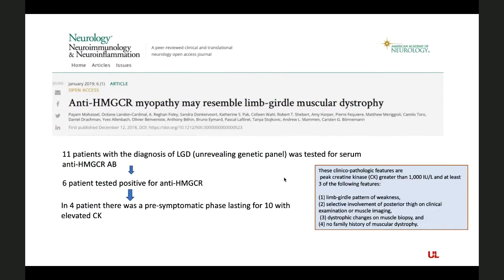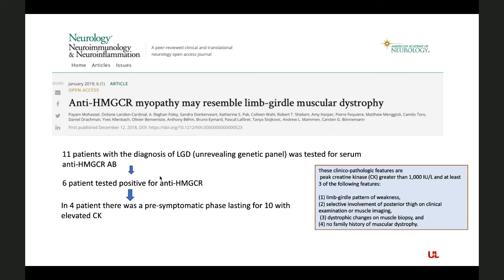One thing that I want to highlight on HMG-CR antibodies is that it may resemble limb-girdle muscular dystrophy, and we have a lot of papers now coming up with this. So in this particular article, they had 11 patients who were diagnosed as limb-girdle and never received any kind of immunotherapy. They included patients with a particular pattern of limb-girdle weakness, similar to myopathy, and the genetic panel for these patients was unrevealing, yet they had the diagnosis of limb-girdle.